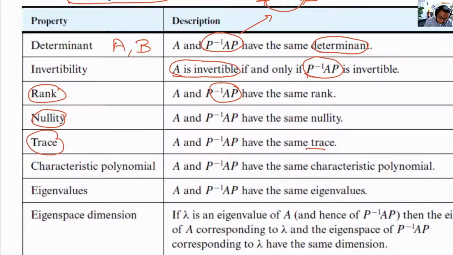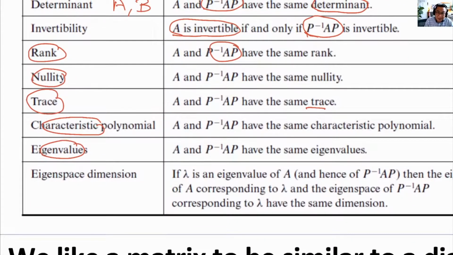The trace is the same. The characteristic polynomials are the same. Even the eigenvalues are the same. Lastly, the eigenvectors are not the same, but the eigenspace dimensions are the same.